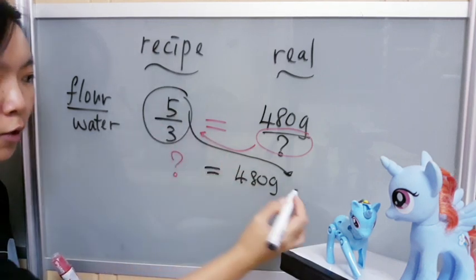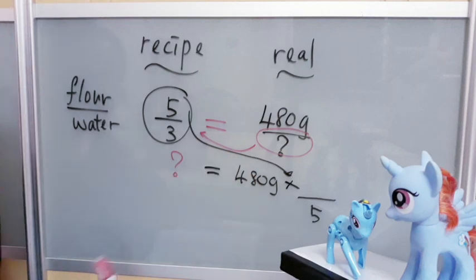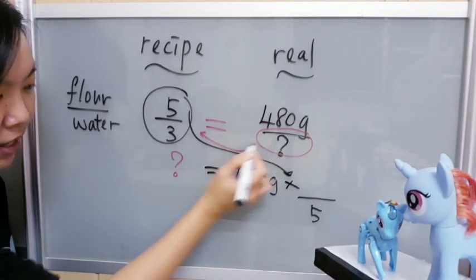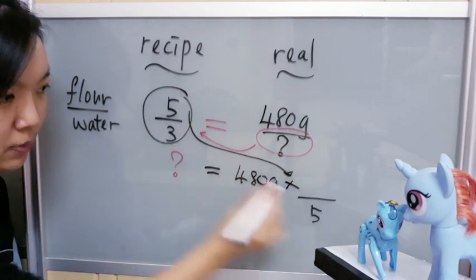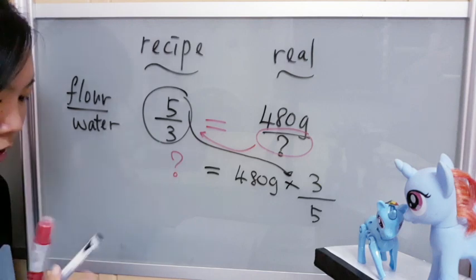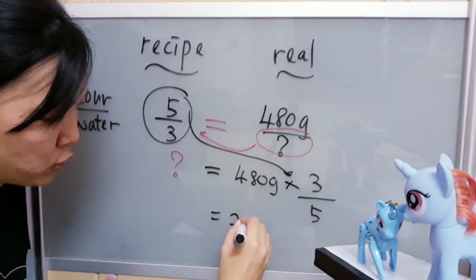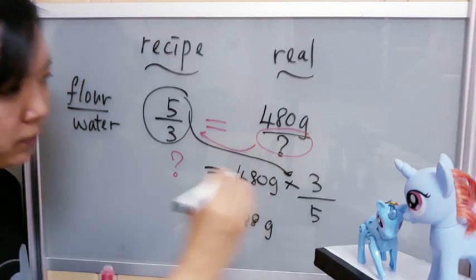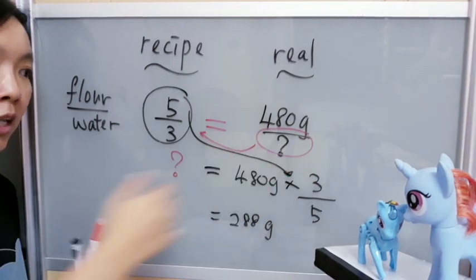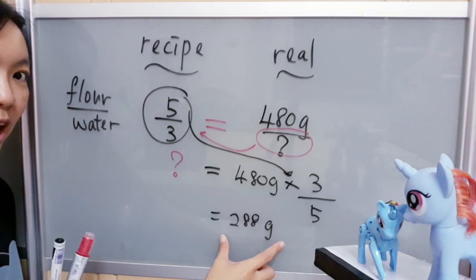So 5 on top, move it here, 5 will be at the bottom. Divide by 3, move it there, it will become 3 at the bottom, become times 3. Then you put into your calculator, you should be able to get 288 gram. So yes, 288 gram is lesser than 480, which means that our assumptions, 我们的预测, is correct.